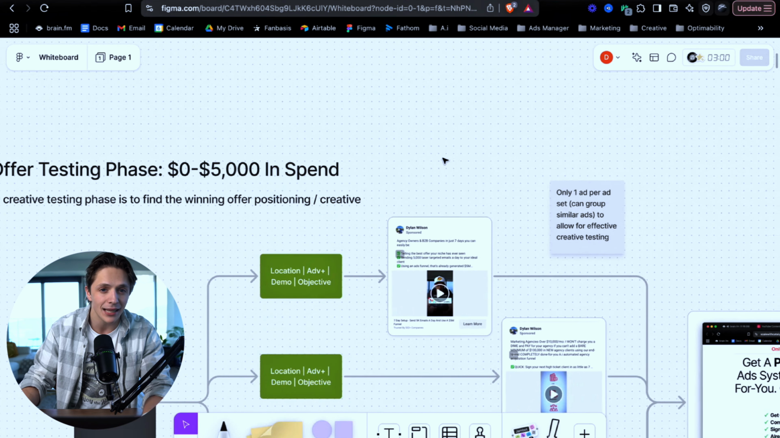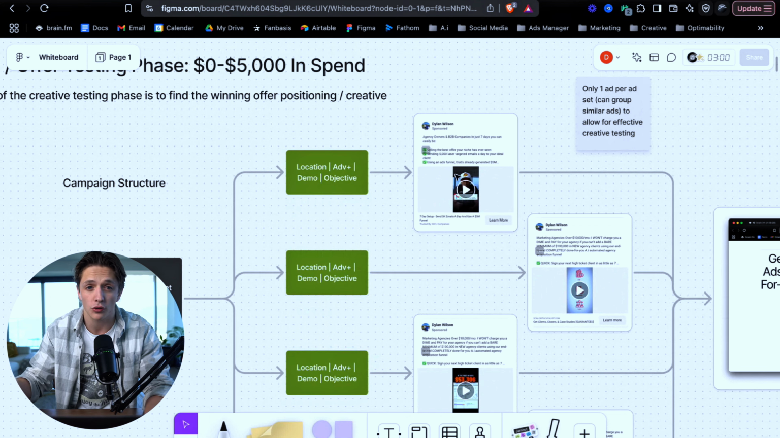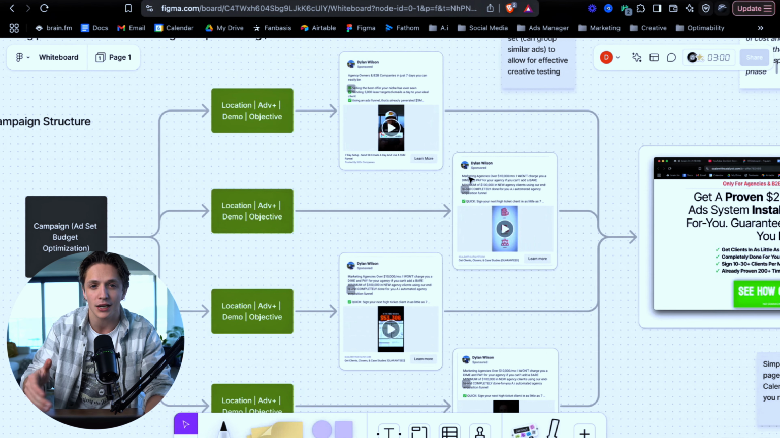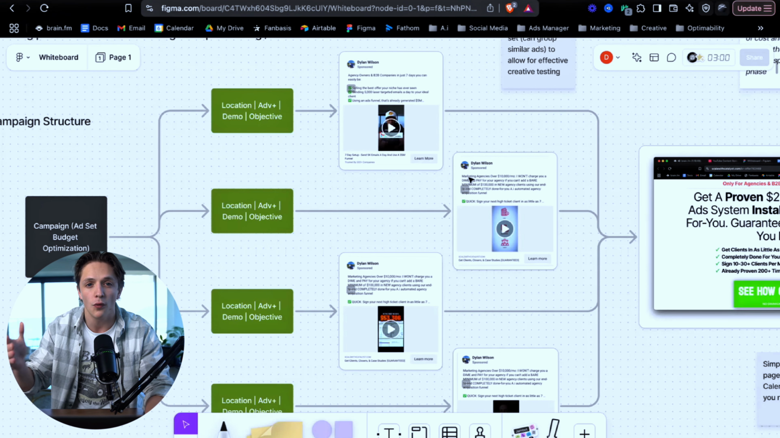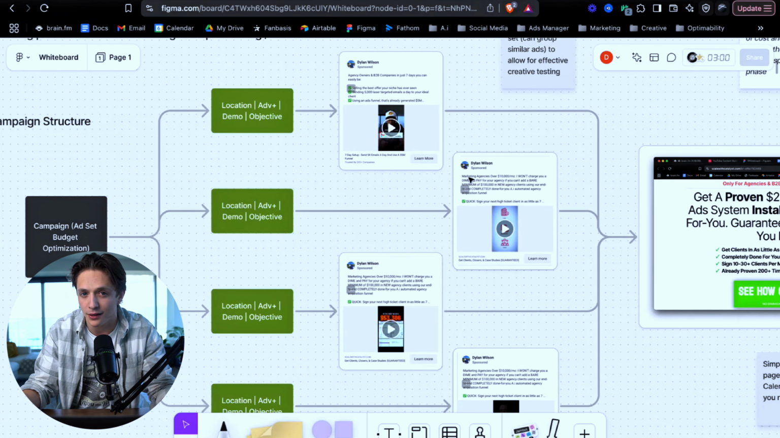So the reason that we're doing this is because we want Facebook to allocate all of our spend equally amongst all of our creatives. So it gives us a fair shot of accurately seeing which ones are the winning creatives and angles and which ones are the losing creatives and angles. And within these creatives, and we'll get into creative strategy and how we want to do this in a bit, but the overall idea is that every single ad set should either have a completely different style of creative or a completely different offer positioning.